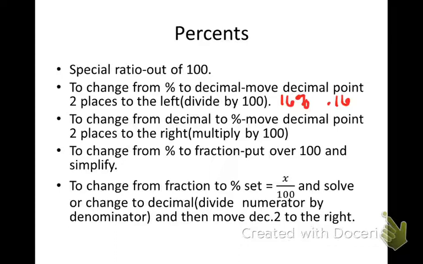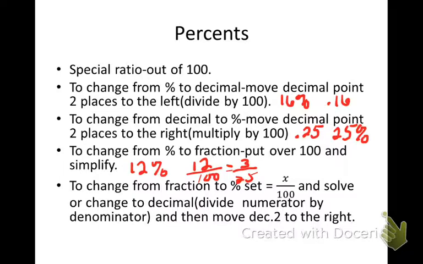So again, if we have 0.25, we want to change it to a percent. Remember, that's like 25 hundredths, 25 over 100, it would just be 25%. To change from a percent to a fraction, you put it over 100 and simplify. So in other words, if we have something like 12%, well, we know that means 12 out of 100. What goes into both those? 4 will, so you get 3/25.